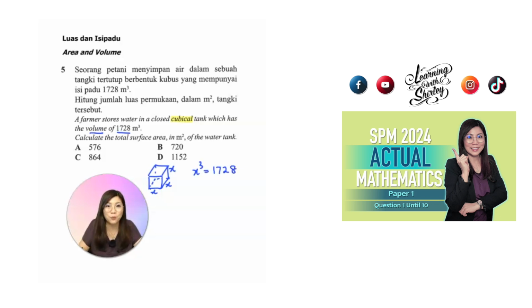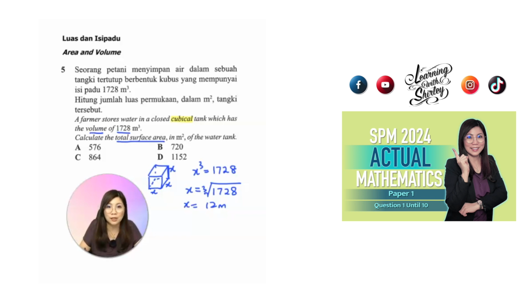So we need to find the length of one side in order to find the total surface area. We have how many surfaces? We have 6, right? And each surface area is x squared because x times x, okay? So we're going to find x first. x is equal to the cube root of 1,728, which is equal to 12 meters. So this is the length for each side.